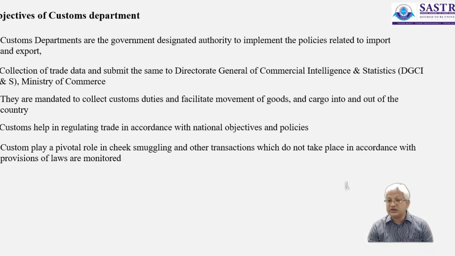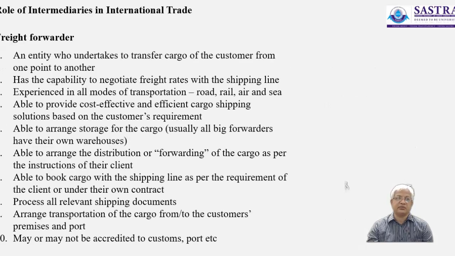The goods that reach the country, please understand, imports are one of the major sources of spreading pandemics in a country. Okay, so customs play a pivotal role in checking smuggling, maybe gold smuggling or other unwanted harmful substances, and other transactions which do not take place in accordance with the provisions of the law. Well, there are a lot of issues related to money laundering and other unwanted substances entering the country and damaging the nation from within. So this is a very, very crucial objective of the Customs Department.